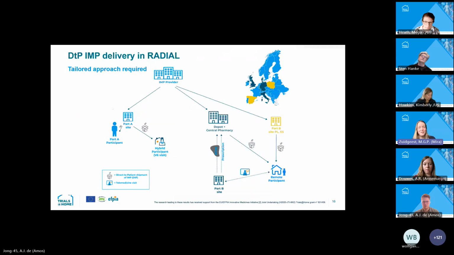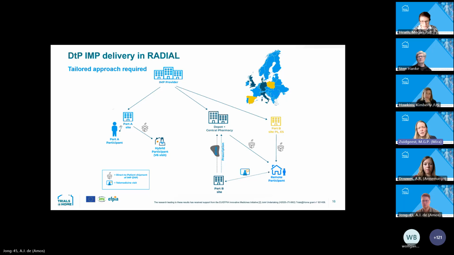We have to be very specific. Very often we use terms, but we actually use them slightly different. So next part, DTP IMP delivery in RADIAL. Again, we really needed to apply a tailored approach here. We, as Megan already explained, did this trial in 6 countries. And in the end, part A was conventional, so the medication would be at site, would be given to the participants. But for Part B, where people were fully remote, we had to set up 2 different routes.